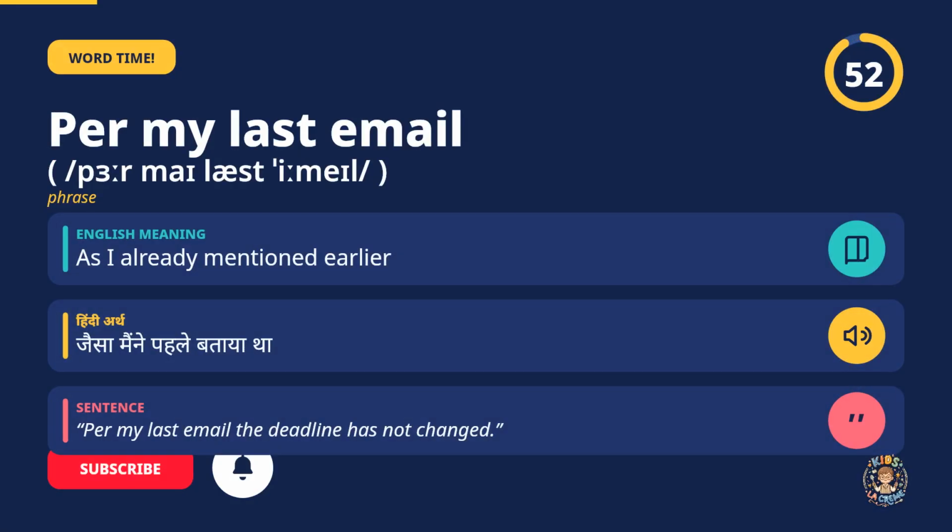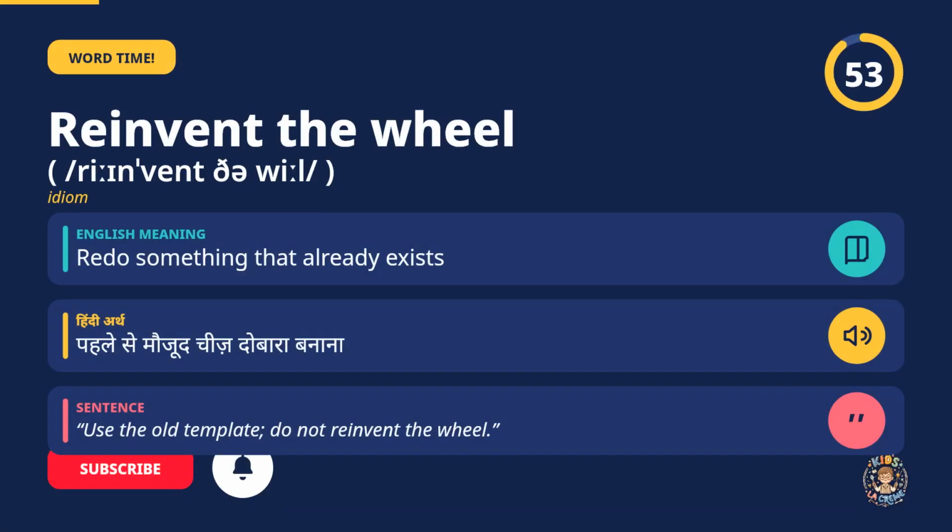Per my last email, as I already mentioned earlier. Per my last email, the deadline has not changed. Reinvent the wheel. Redo something that already exists. Use the old template. Do not reinvent the wheel.